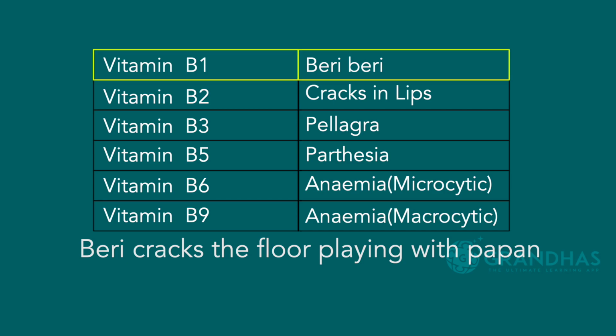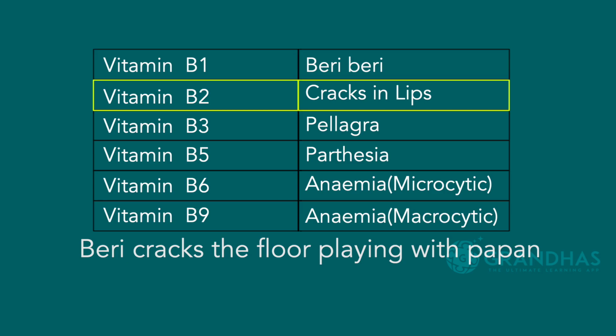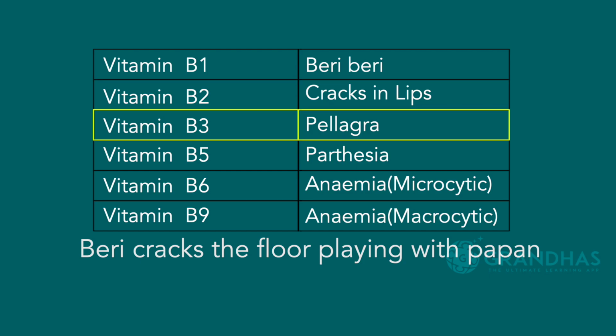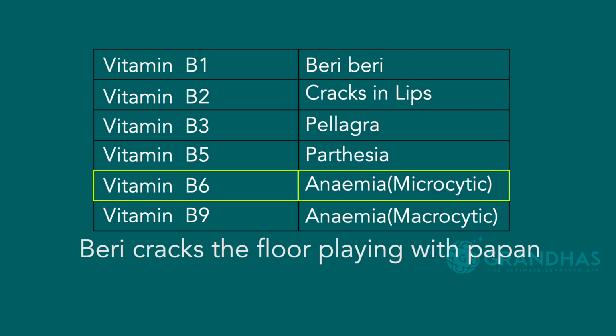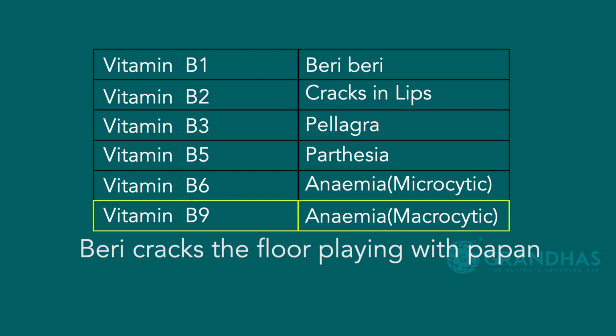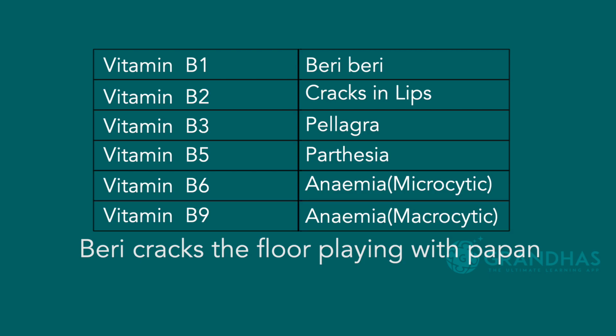B1 deficiency disease, beriberi. B2, cracks in the lips. B3, pellagra, playing: pellagra. B5, it is nothing but paresthesia. B6, it is anemia which is microcytic. B9, again anemia, that is macrocytic. So the first one is small and the second one is large. So B6 microcytic anemia and B9 macrocytic anemia.